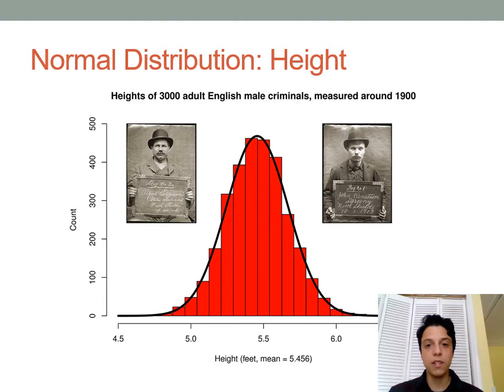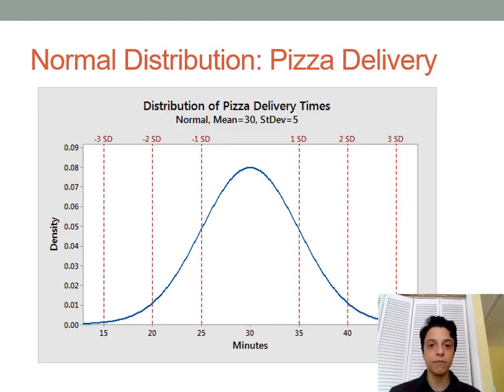Another characteristic that you can measure of humans is height. All of these I just pulled off the internet, by the way, which is why the examples are what they are. But this is a height distribution based on the heights of 3,000 adult English male criminals around 1900. What you can see is that an adult male English criminal around 1900 is likely to have a height that's a little bit shorter than 5.5 feet. And then again, you're less and less likely to have somebody who's extremely short, and less and less likely to have somebody who's extremely tall. So another example of a normal distribution.